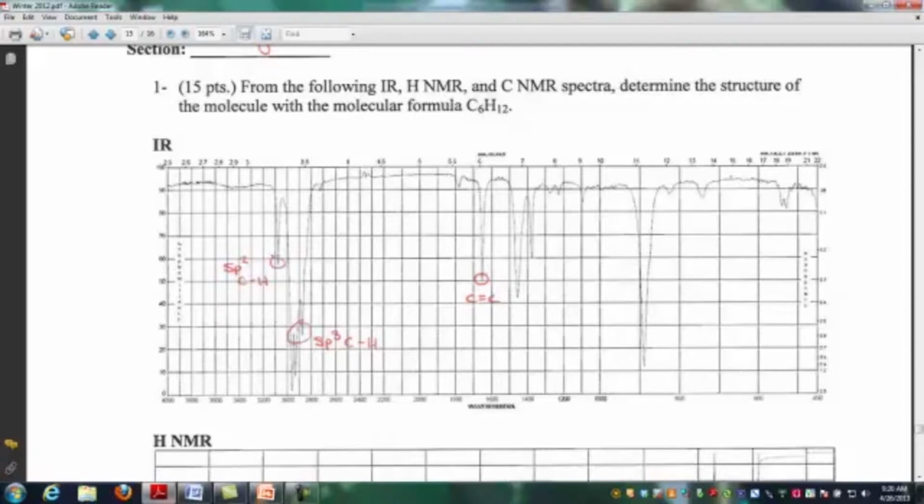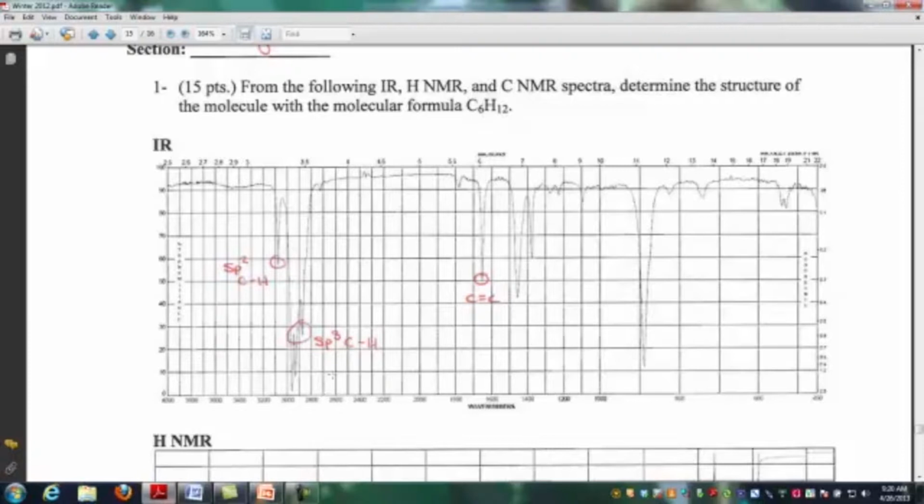And to verify that it really is an alkene, I would also note that there is a carbon-carbon double bond at 1650 wave numbers. It's not at 1700 wave numbers, it's at 1650. So this is the carbon-carbon double bond. Also, just below 3000 wave numbers, you have a whole bunch of peaks here for the sp3 carbon hydrogens. So what I'm learning from the IR is that I definitely have alkane and I definitely have alkene.